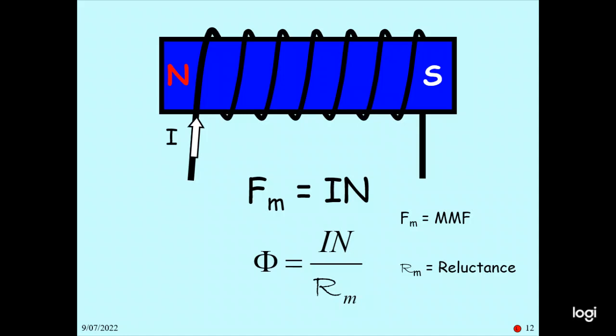Magnetizing force Fm is equal to I multiplied by N, where I is the current and N is the number of turns. Or the flux can also be calculated as IN divided by Rm. In this case, I is the current, N is the number of turns, and Rm is the reluctance.